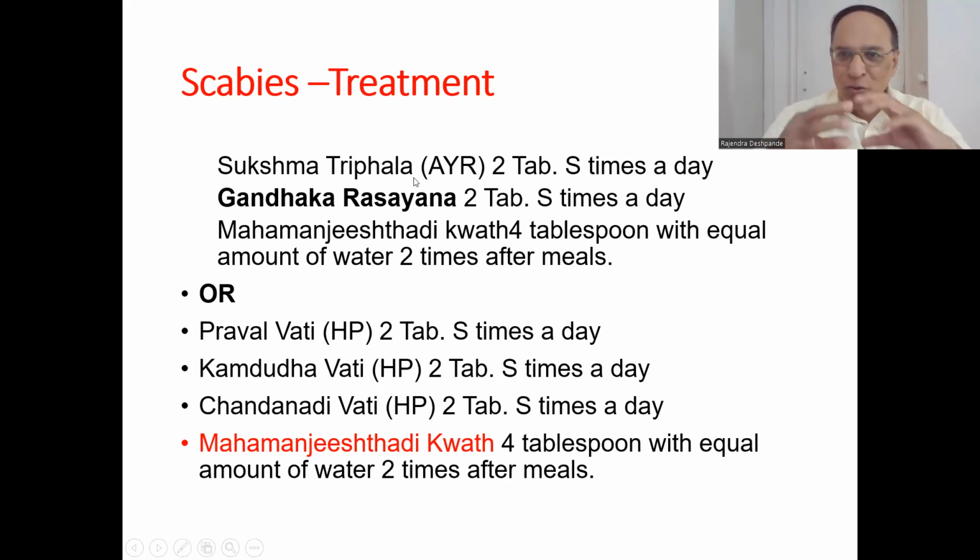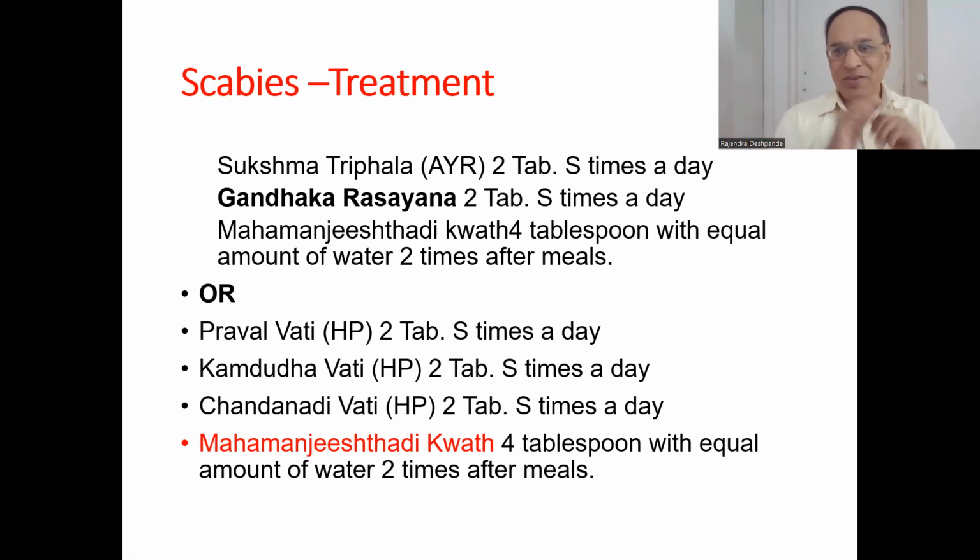Gandhaka Rasayan. We always use the twin couple of the medicine, Sukshma Triphala plus Gandhak Rasayan. Gandhak is a sulfur. Okay, 2 tablets 3 times in a day. Printing mistake, excuse me for that. Maha Manjishtadi Kadha, blood purifier, 4 teaspoons with equal amount of water 2 times after meals.